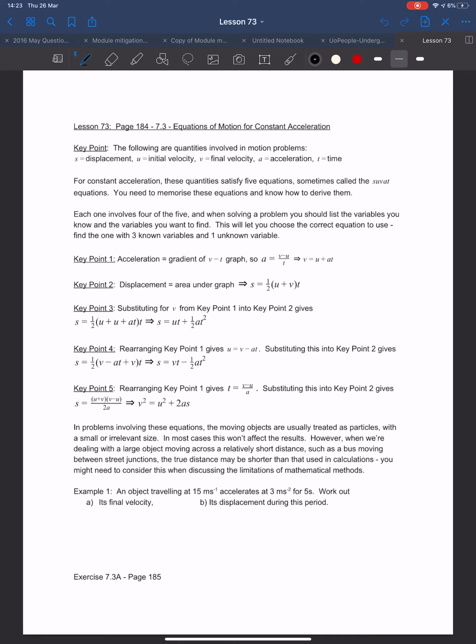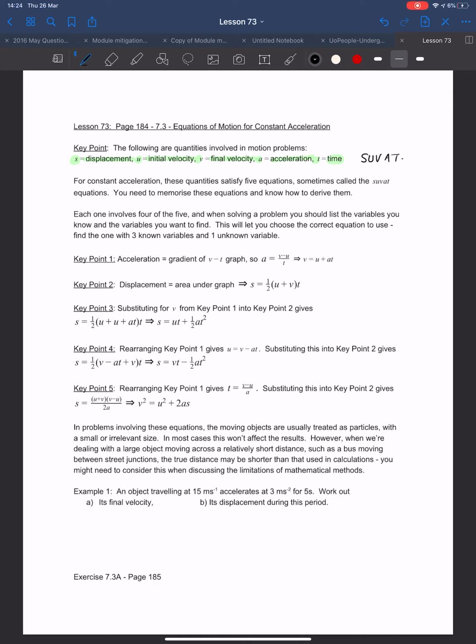You've probably seen this before in your first trimester, if you attended that one. So key point, the following are quantities involved in motion problems. We can have S for displacement, U for initial velocity, V for final velocity, A for acceleration, and T for time. You might have heard of these as the SUVAT quantities. Okay, look, I've gone off it. It's in the notes already.